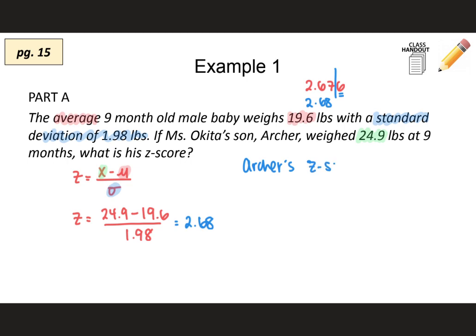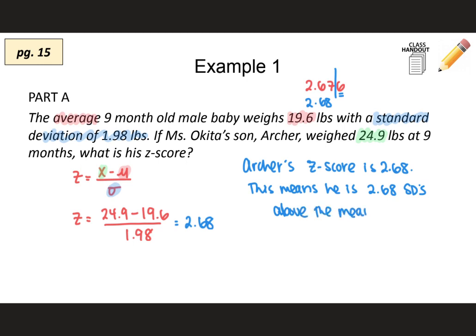In terms of interpreting that in context, we would say that Archer's Z-score is 2.68. This means he is 2.68 standard deviations above the mean. If you were below the mean, you would have a negative Z-score. Because it's a positive Z-score, that means we're 2.68 standard deviations above the mean, so heavier than average.